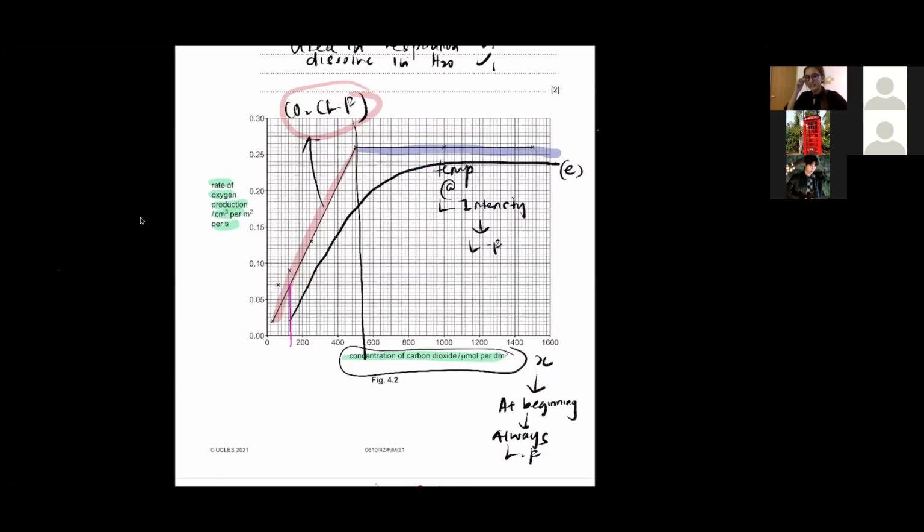Okay, all right, guys, as you can see, no matter how much carbon dioxide you have, you cannot increase the rate anymore. It means that carbon dioxide is no longer the limiting factor when it becomes constant.